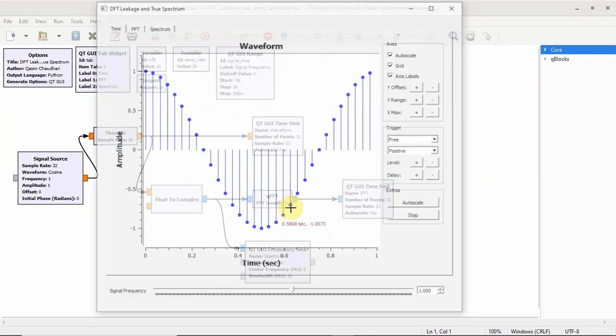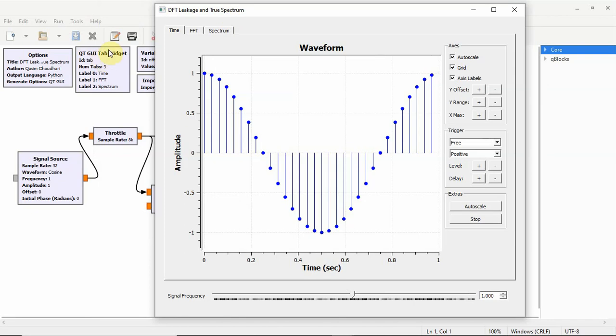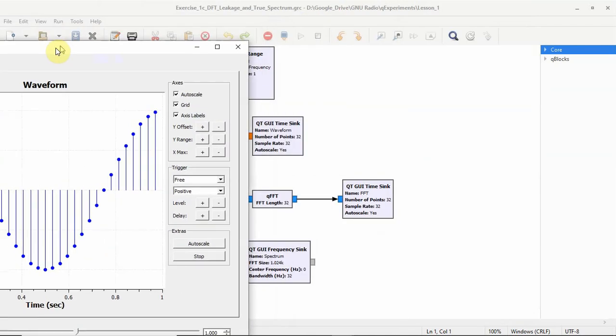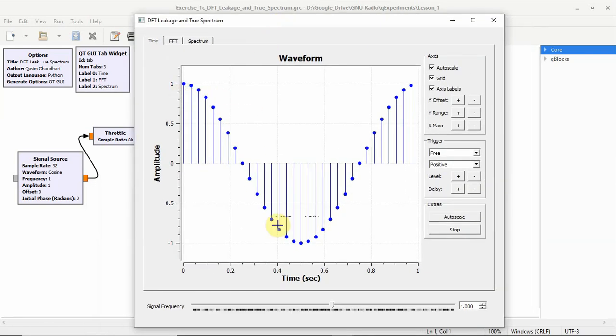Let's run the flow graph. Here we first see that due to this tab widget, we have time, FFT and spectrum. When we click one, we will see that output. That we will do later. The flow graph is running, but we are not seeing the waveform changing. Why? Because I have chosen the number of points on my time sink equal to 32, which is the same as the period, one full cycle.